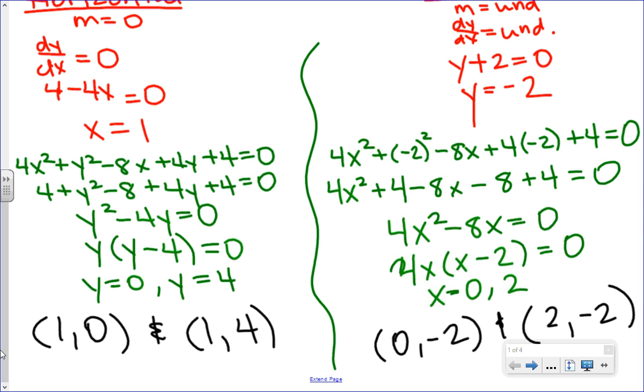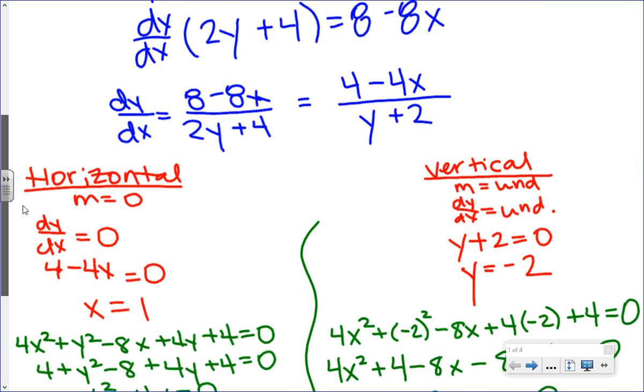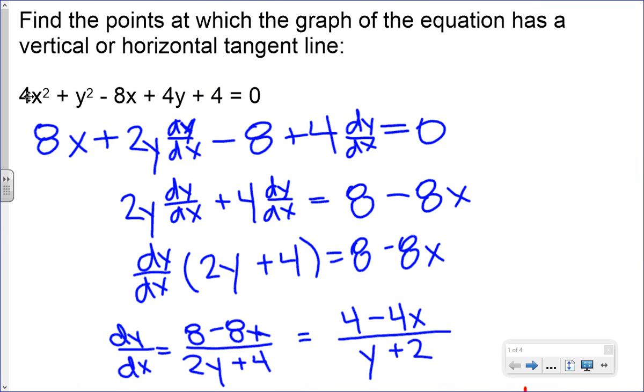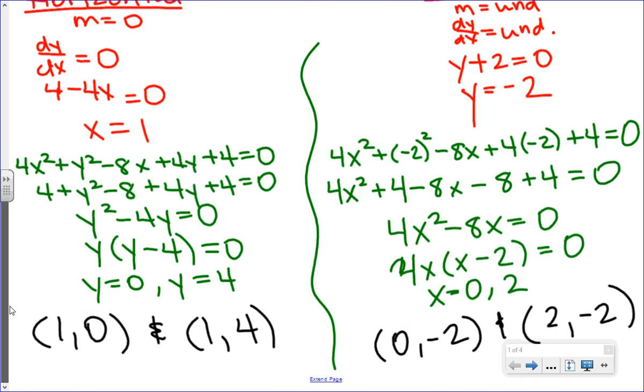For those of you who are curious about what is happening, if we think back last year, this equation has 4x squared plus 1y squared, and we don't have an xy term. If we think back to our conic sections, since x squared and y squared are both positive, but they have different coefficients, this is an ellipse, okay? So it makes sense that we would have two vertical tangent lines and two horizontal tangent lines on an ellipse. Okay. All right. Some more fun.